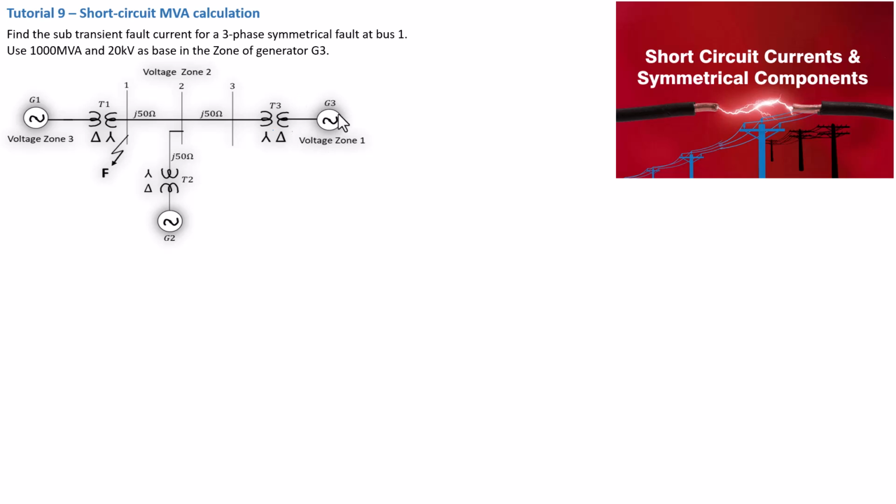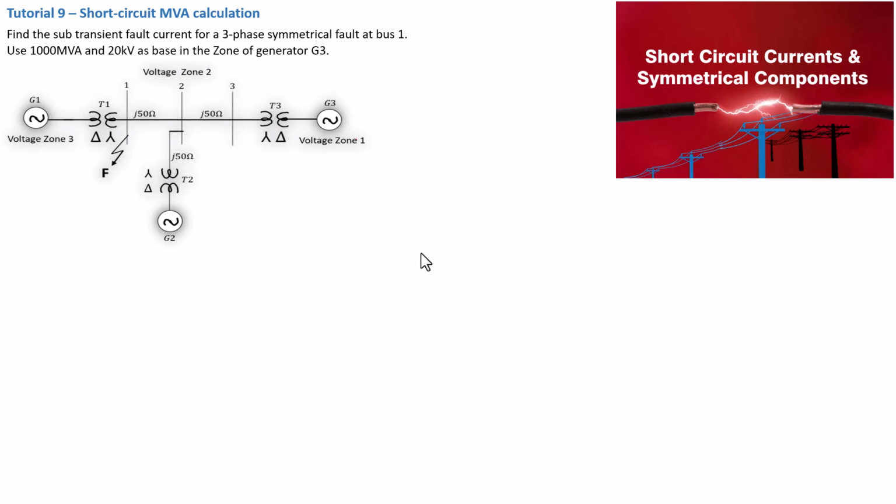So that basically means generator 3 here has a base voltage of 20 kilovolt, and that is the base you are going to use to solve your entire network. So what you have to do here is get your network variables, and based on them you can establish your per unit impedance diagram, and from there you can start solving until you get to this fault, the three-phase symmetrical fault located on bus bar 1.